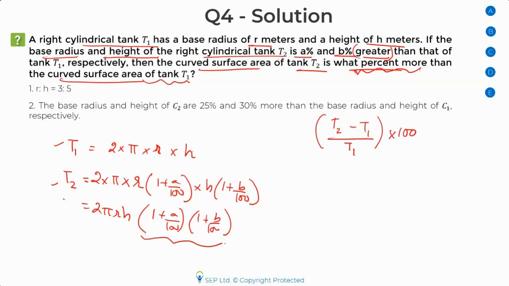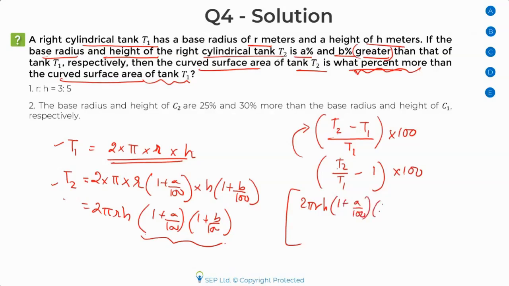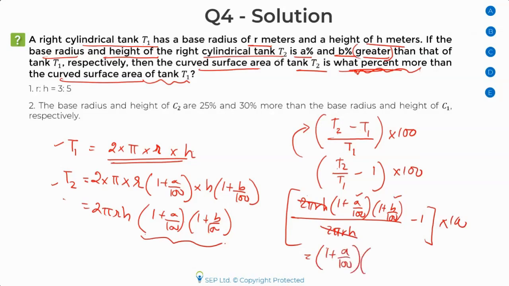Now, a lot of you may stop here. I will not. I can write the above expression like this. Notice if you take T1 here, you'll end up with this. Why am I doing this? Because I can observe that in T2 and T1, the only thing that is extra is this. So when I write T2, notice 2 pi RH, 1 plus A by 100 times 1 plus B by 100, divided by 2 pi RH, minus 1, times 100. Notice this 2 pi RH gets cancelled out. So ultimately, the percentage that you're looking for is just dependent on the percent value. You're left with just 1 plus A by 100 times 1 plus B by 100, minus 1, times 100.